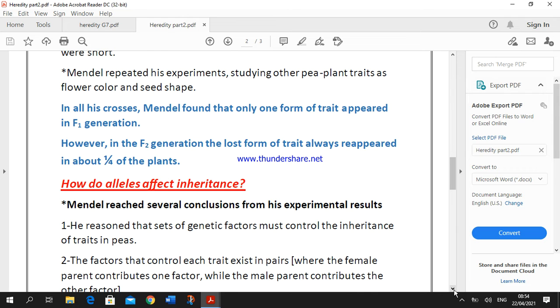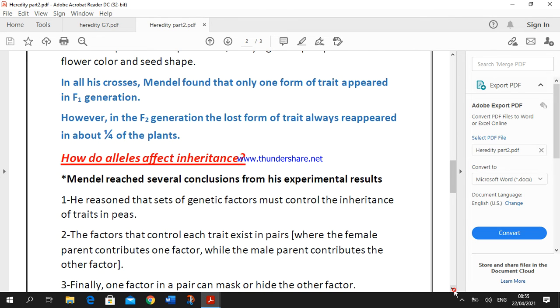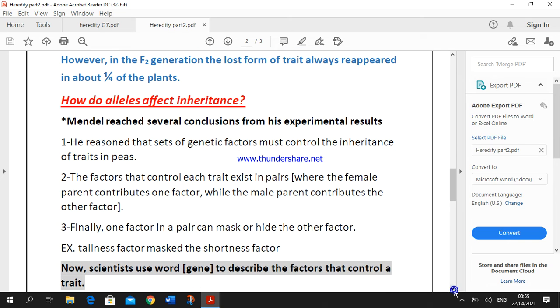So, after Mendel repeated his experiment and studied other pea plant traits such as flower color and seed shape, he found that in all his crosses only one form of the trait appeared in the first generation. Okay. However, in the second generation, the lost form of the trait always reappeared in about 1/4 of the plants. Okay. Mendel reached several conclusions from his experimental results.